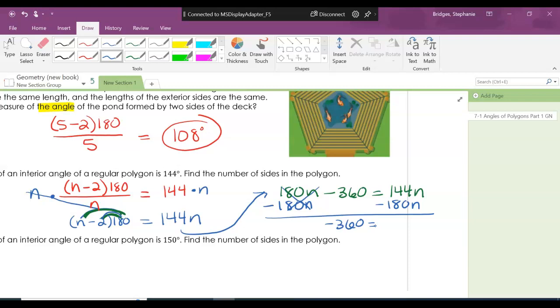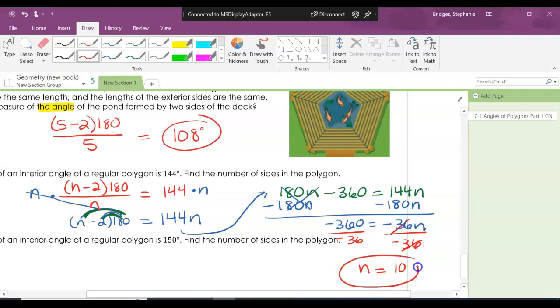What's 144 minus 180? Negative 36. Okay. So if I have negative 360 equals negative 36n, how could I solve for n here? Divide both sides by negative 36. What is negative 360 divided by negative 36? So guess how many sides we have? 10.